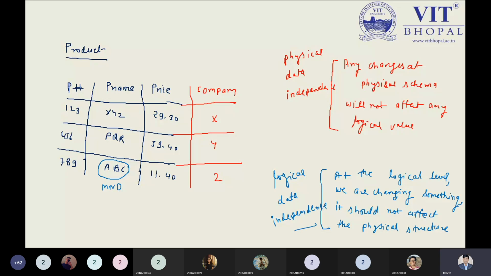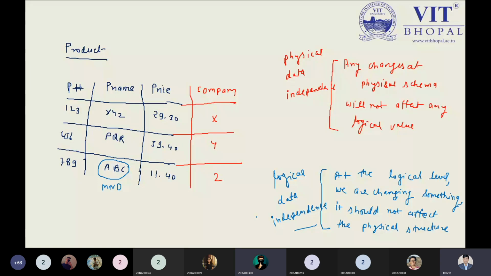So, sir, at the logical level we change the product name to MNO, but at the physical level the data remains ABC? No. By changing, we are replacing this ABC product name by MNO. The P name, that is the product name, is our column holding the XYZ, PQR, ABC values. If I change a value from ABC to MNO, the product name column will not be changed. That will be as it is: its size, its data type, its nature will be as it is.